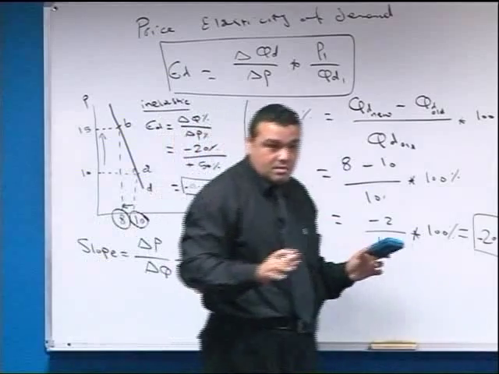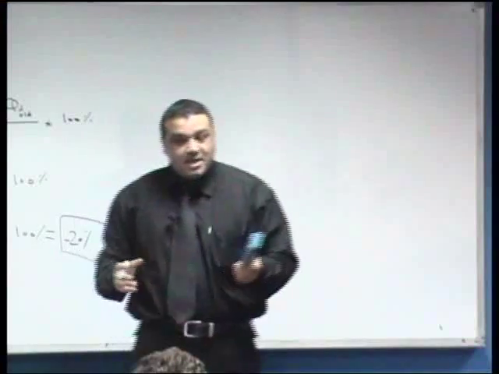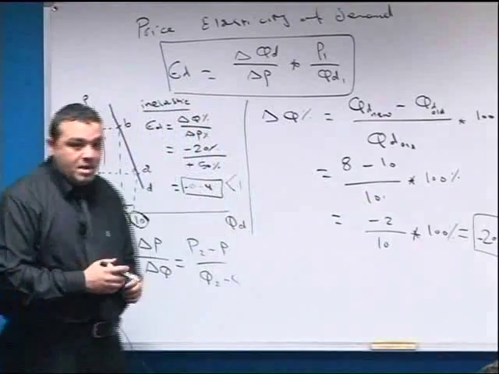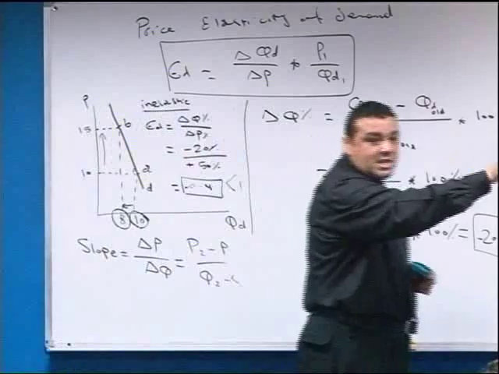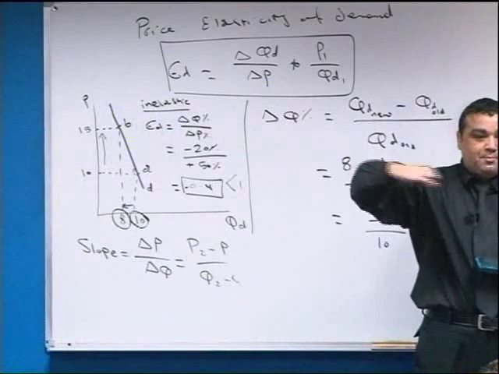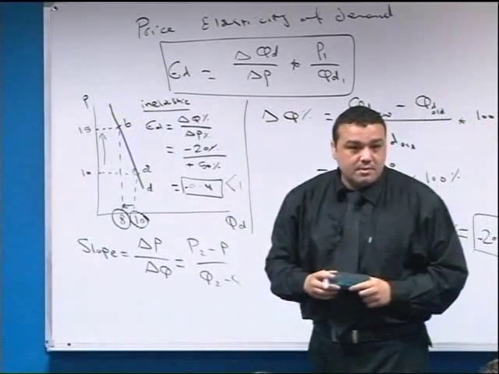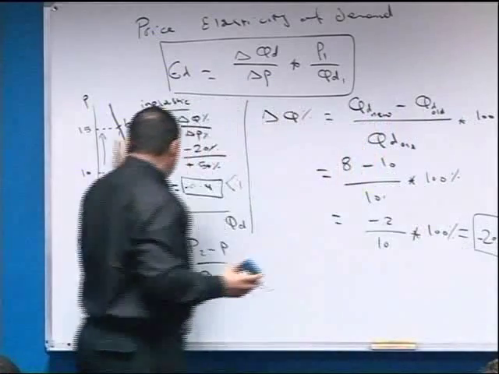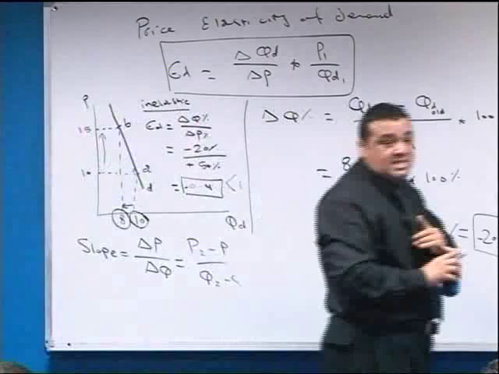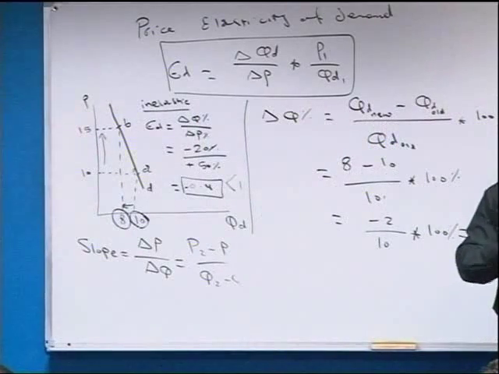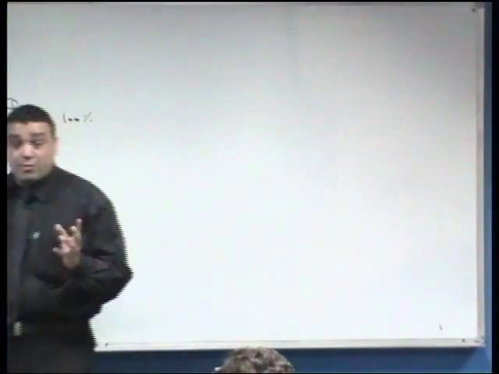Is it clear? Okay. And you have to do the same for the prices, to calculate the percentage change in the prices: the new price minus the older price over the older price times 100%. Right? So in the first case, when the demand is inelastic, the absolute value of the slope is larger than 1.